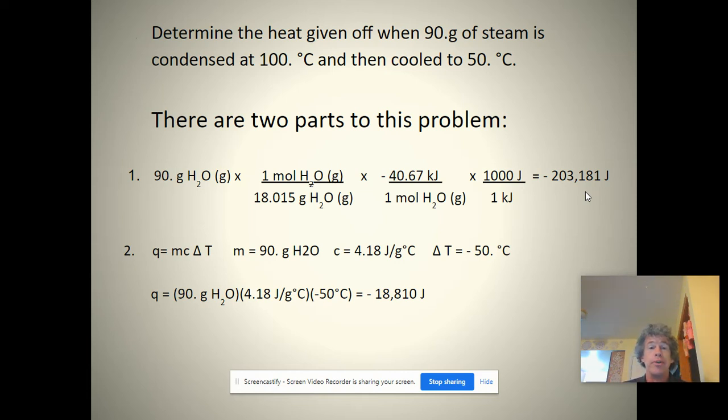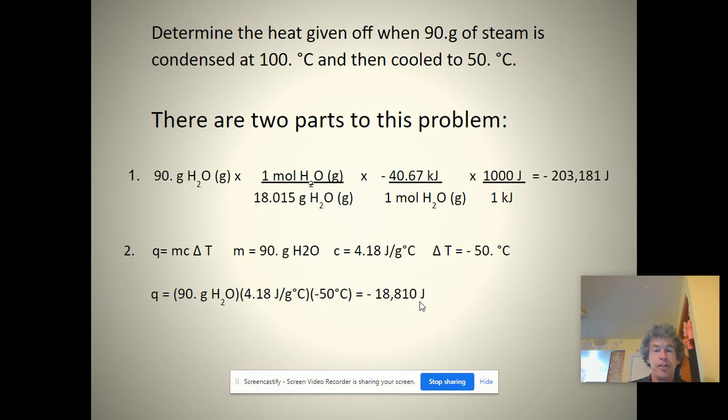Now you also have the change in temperature. Once you have converted to liquid water, you need to cool it from 100 degrees down to 50 degrees Celsius. So there we have Q equals mc delta T. M is our 90 grams of water. C is 4.18 joules per gram degree Celsius. And delta T is negative 50 degrees Celsius. Again, we're cooling it, so we're giving off heat. Plug those numbers in, and we end up with negative 18,810 joules.